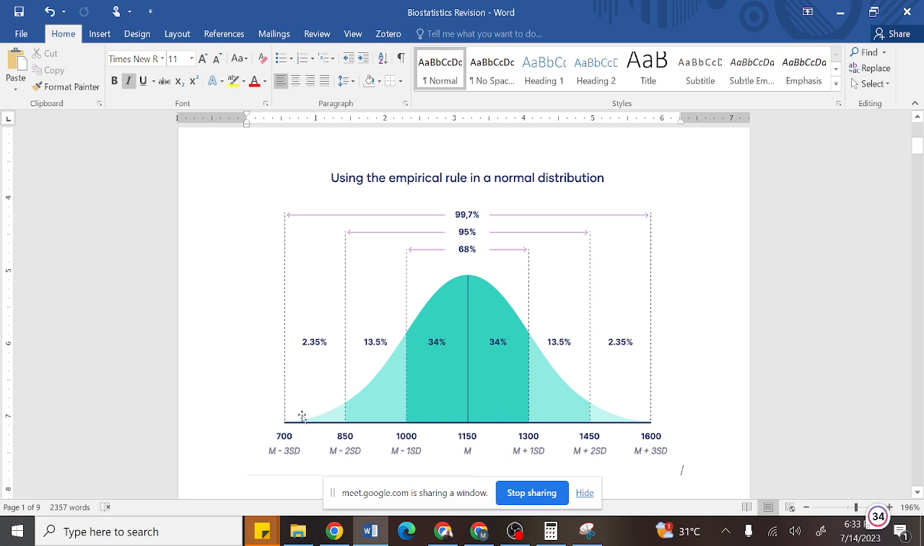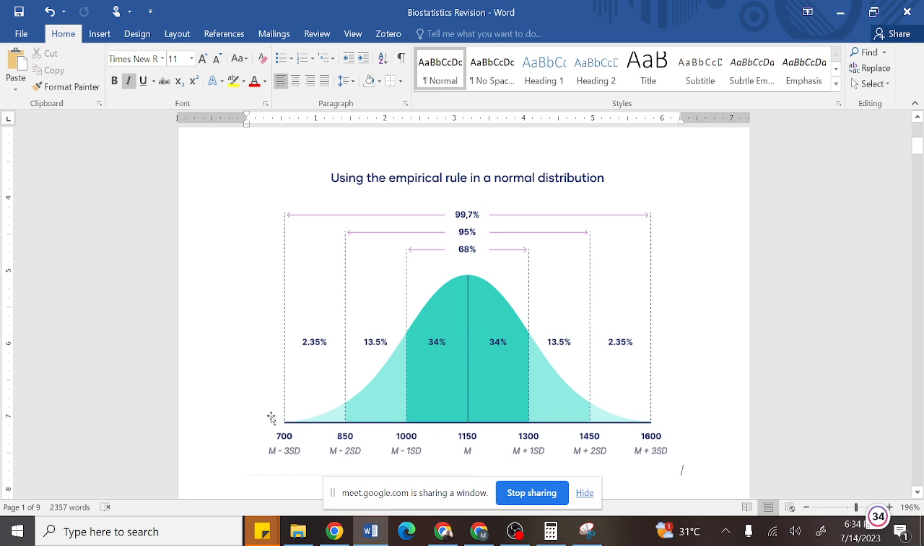Now we have what we call normal distribution. Normal distribution is the shape that you are seeing on the screen. It is what we call the bell shape. In the middle, you have equal parts on either side. If you divide it into two, you have equal parts.